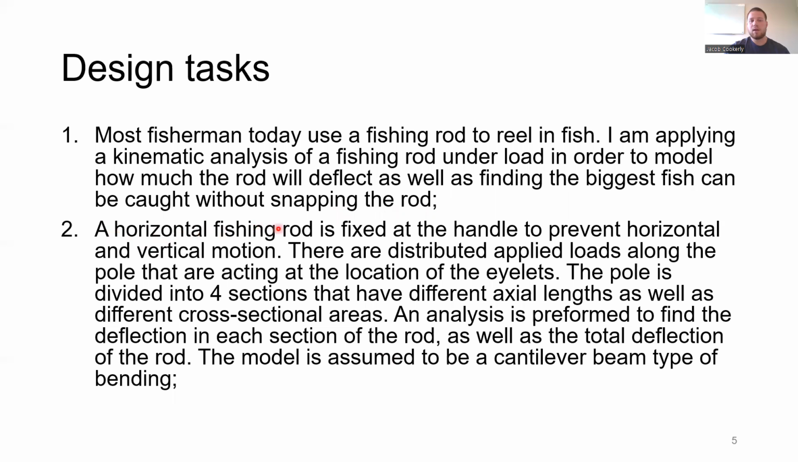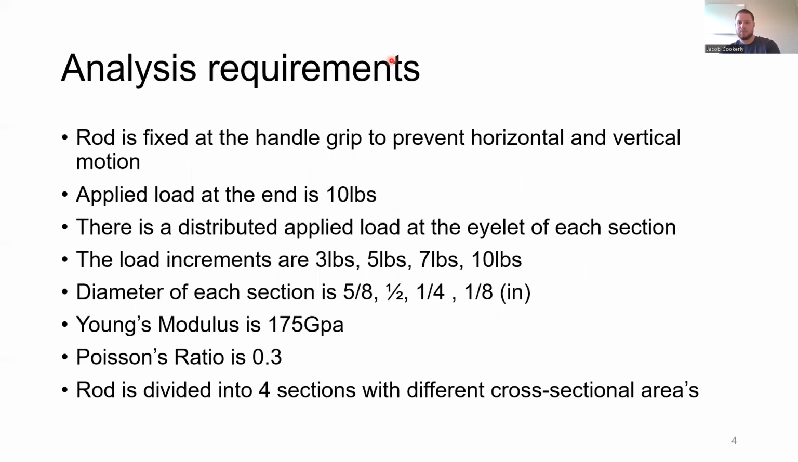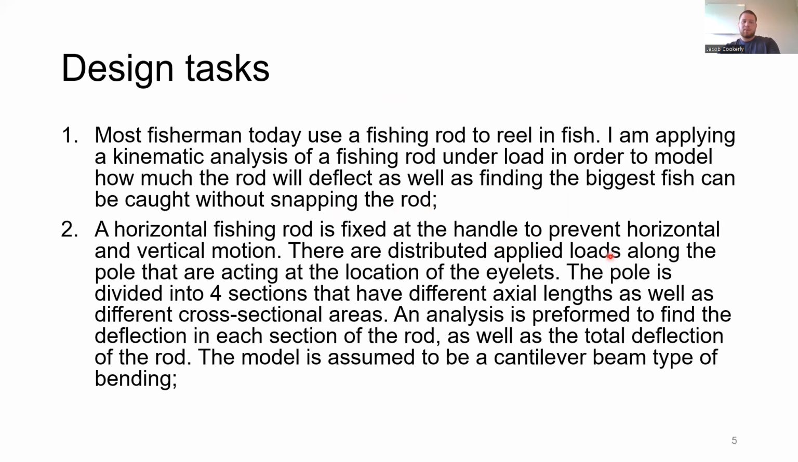A horizontal fishing rod is fixed at the handle. To prevent horizontal and vertical motion, there are distributed applied loads along the rod that are said to be acting at the location of the eyelets. The pole is divided into 4 sections that have different axial lengths as well as different cross-sectional areas. An analysis is performed to find the deflection in each section of the rod, as well as the total deflection of the rod. The model is assumed to be a cantilever beam type of bending.